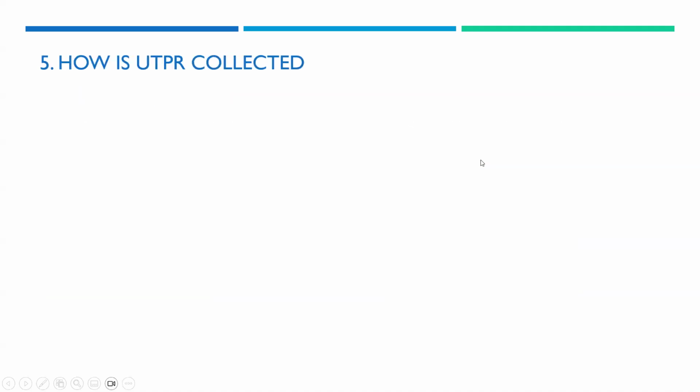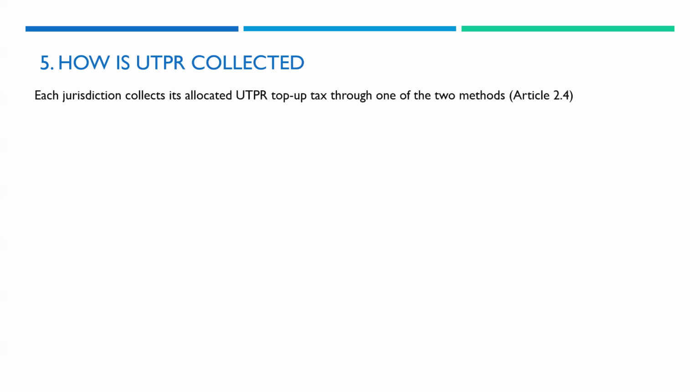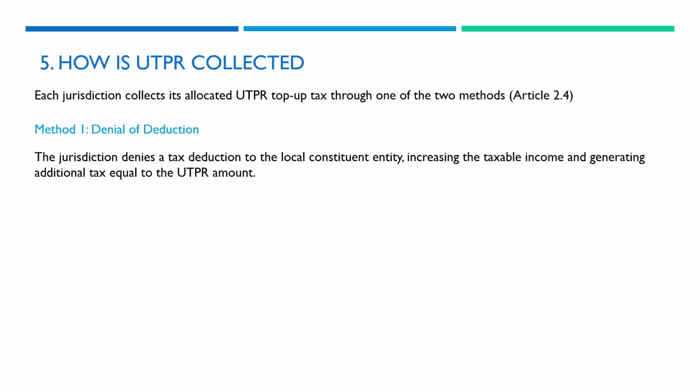Now, how is UTPR collected? I understand that there is going to be UTPR, but how are these jurisdictions going to collect it? I told you there are two methods. One method is denial of deduction. The UTPR amount which is allocated to them, which we calculated, would be denied as a deduction in their domestic tax returns. So the jurisdiction denies a tax deduction to the local constituent entity, increasing the taxable income and generating additional tax equal to the UTPR amount. So there would be a UTPR disallowance.